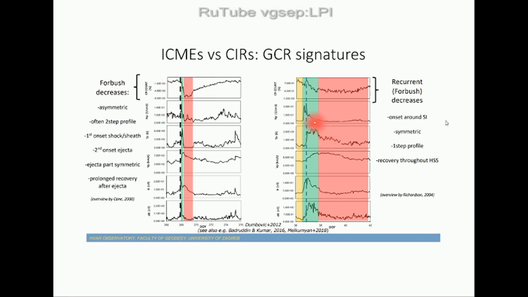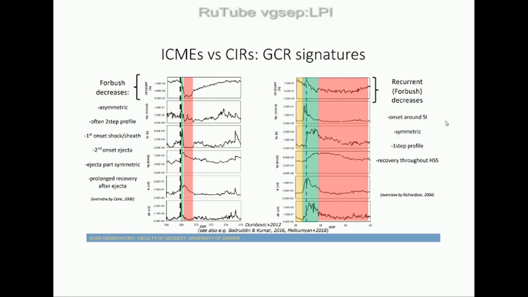For the co-rotating interaction regions, just to mention, they have a more prolonged depression, which is more symmetric, and it lasts until the end of the high-speed stream. And here you can see that for CMEs, after the magnetic ejecta passes, you still don't reach the previous level of galactic cosmic rays, but you have a very slow recovery.